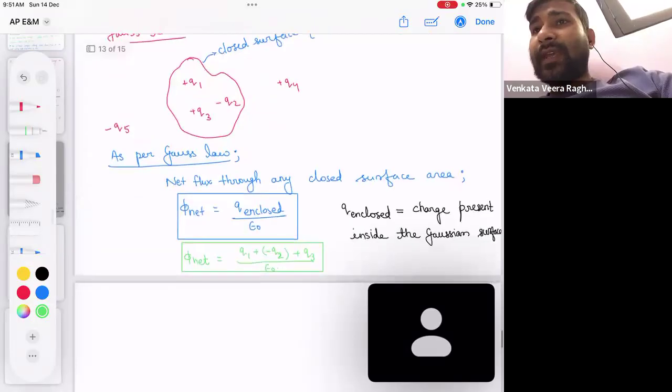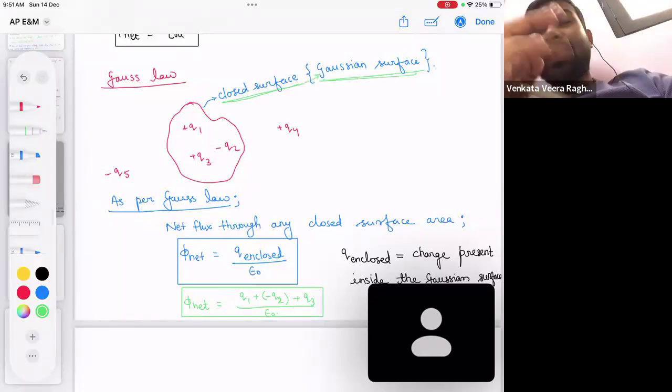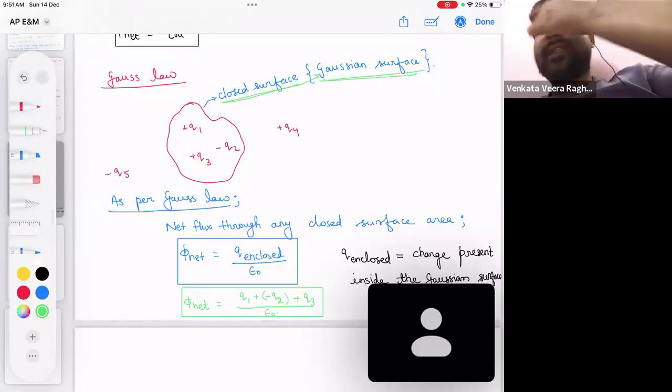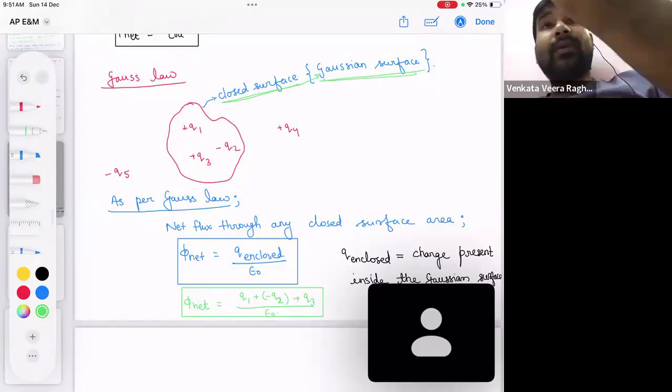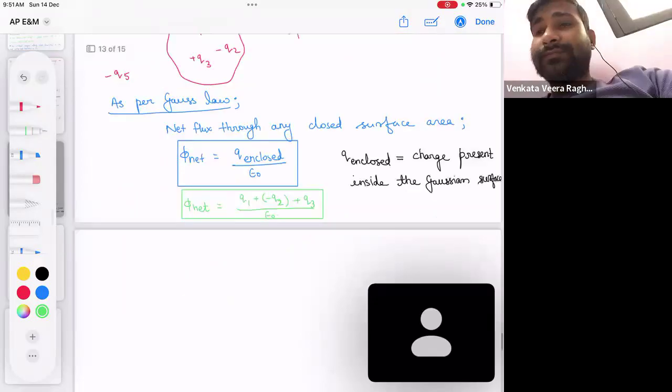Is that clear? But one important thing is that it should be a closed surface. Then only we will call it a Gaussian surface, not an open loop or something like that. It should always be a closed surface.